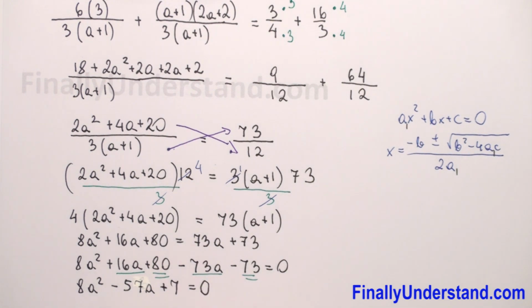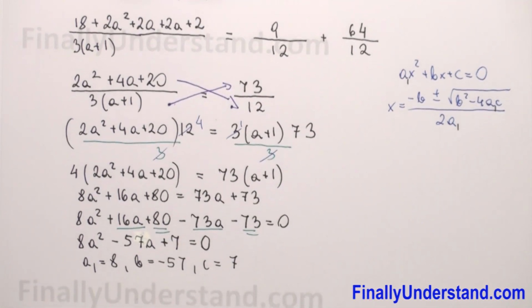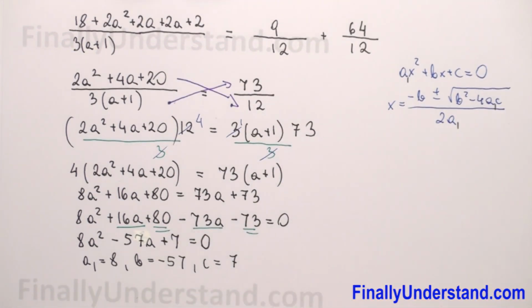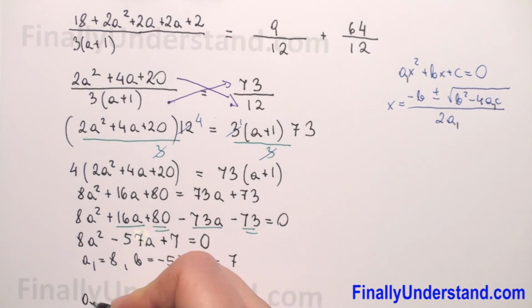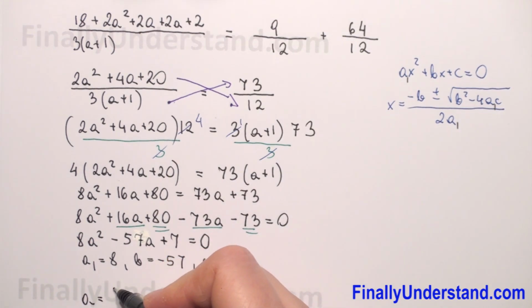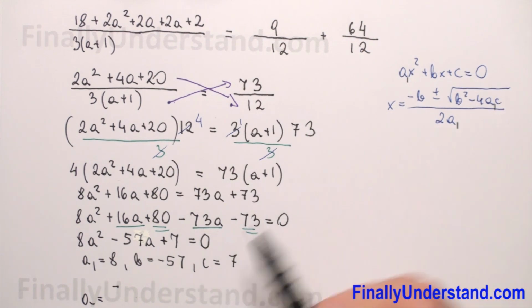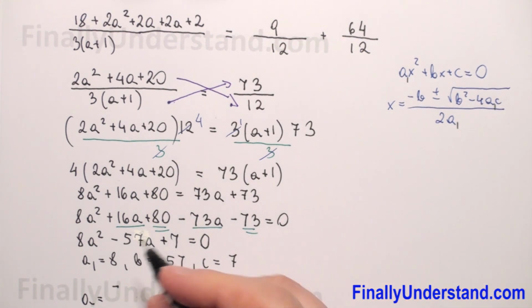So we have that a1 is equal coefficient before a squared, so will be 8. b is equal negative 57. c is equal 7. So now we will use this formula to find our unknown. So a will be equal negative sign we copy, and what we have b is negative 57.